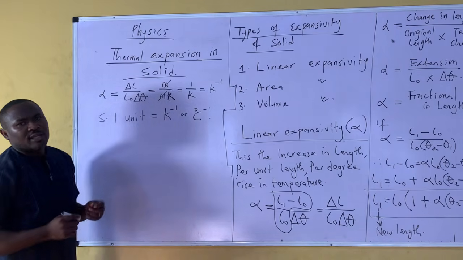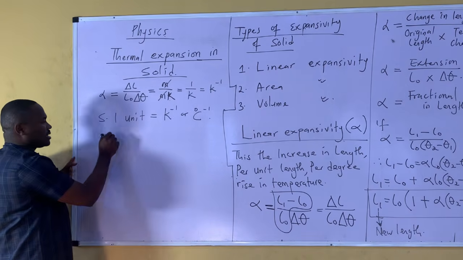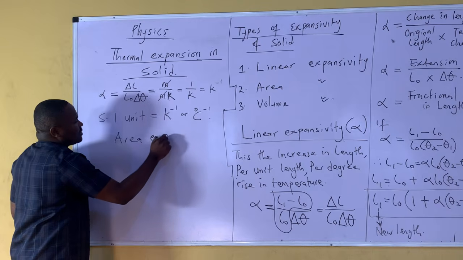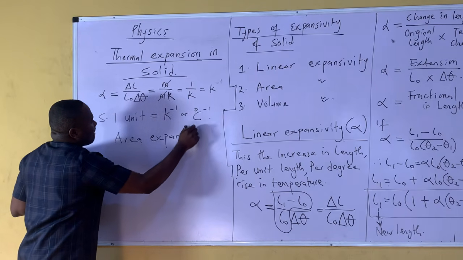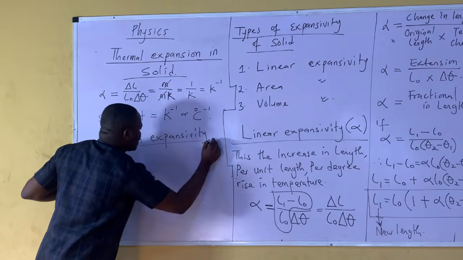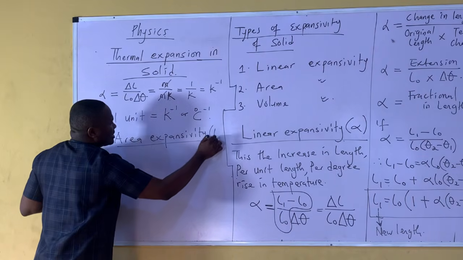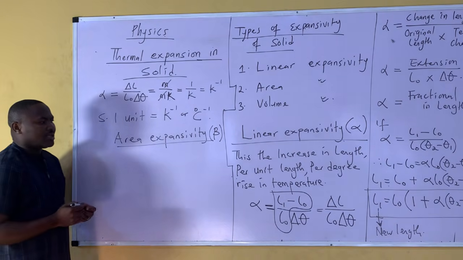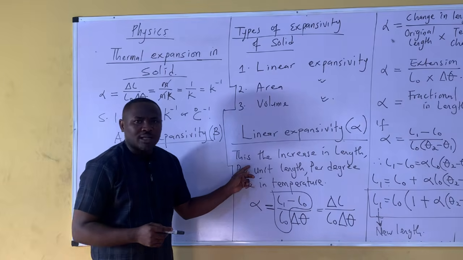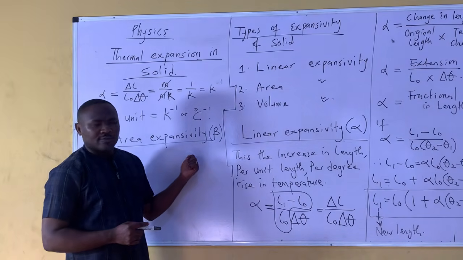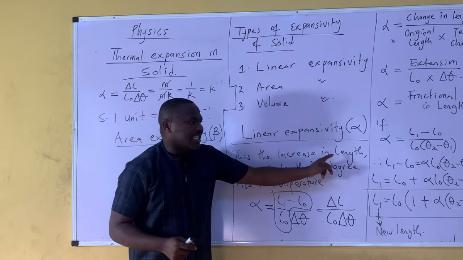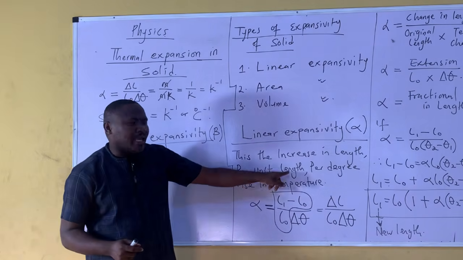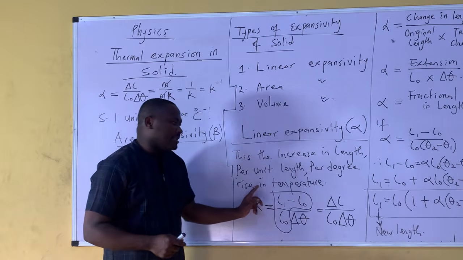Now, what about area expansivity? We represent area expansivity with beta. What is area expansivity? I can use my knowledge from linear expansivity to define it. This is the increase in area. Instead of length, it will become area: increase in area per unit area per degree rise in temperature.